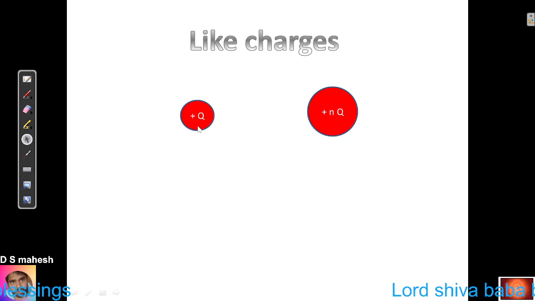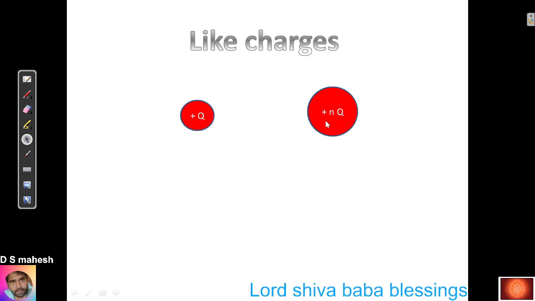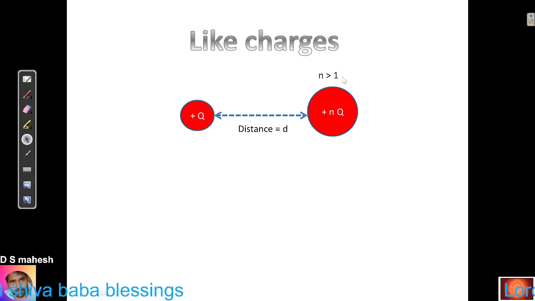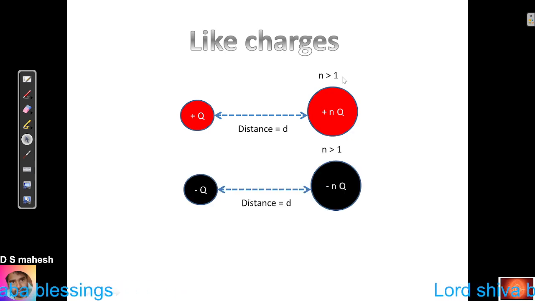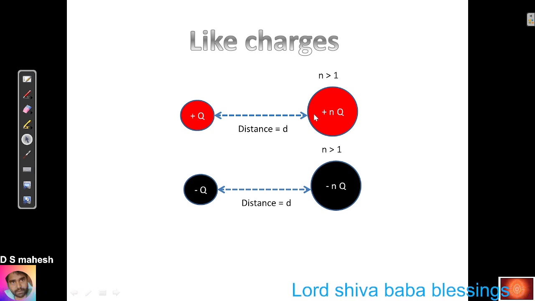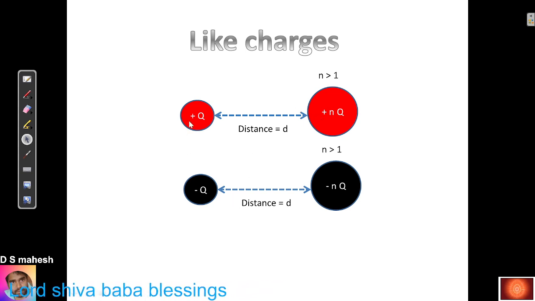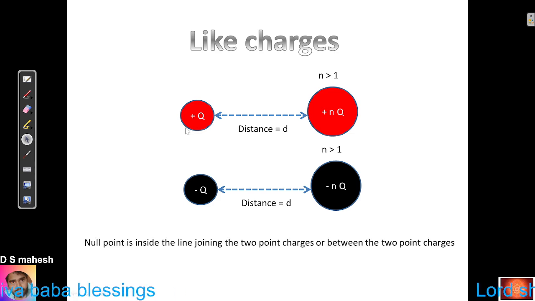So here one charge is plus q and the other charge is a multiple of this charge. It is given as n into q, and these two charges are separated by a distance of d, and this value n should always be greater than 1. As I said, it should be like charges, so either it can be plus plus or it can be minus minus. The same rule applies for the negative charge which applies for the positive charge also.